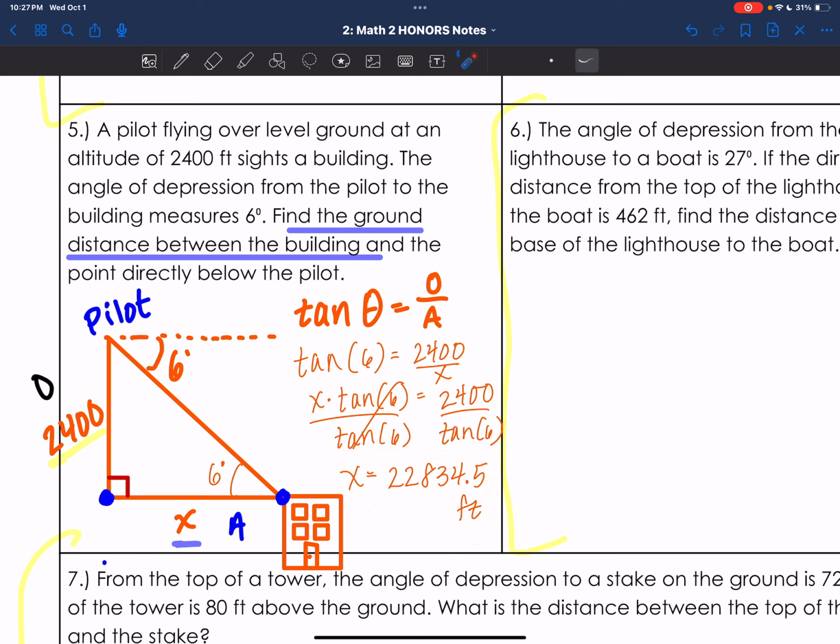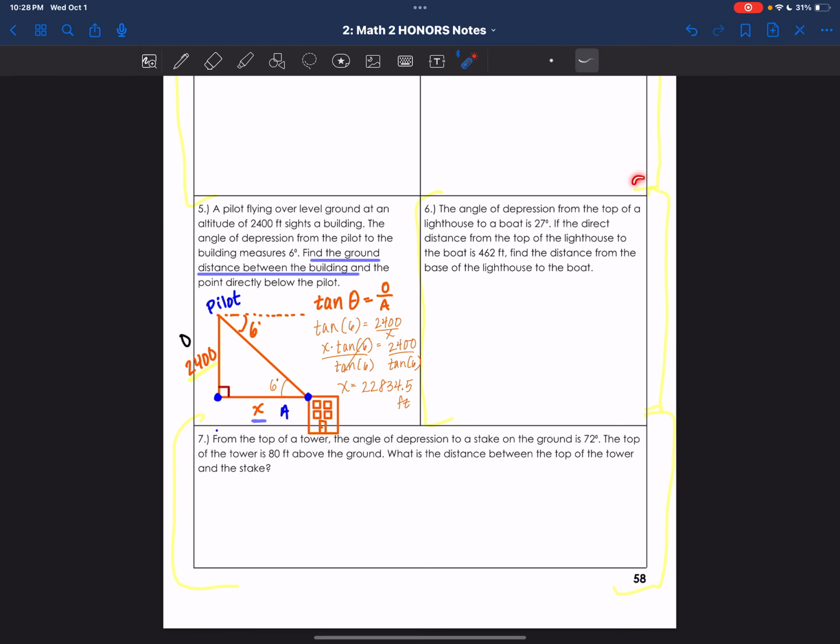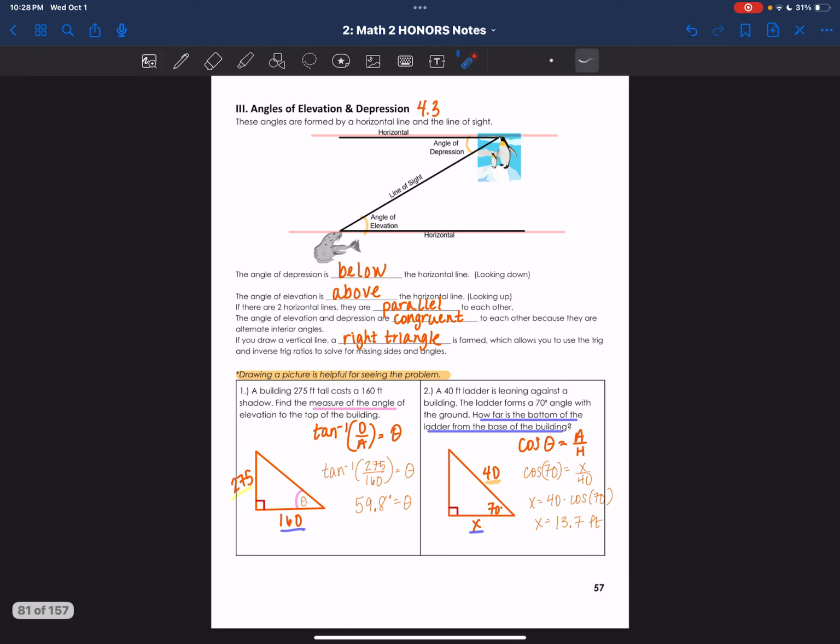So again, draw a picture, and if you have an angle of depression, just remember that's going to be the angle of elevation the other way because it's a parallel line. All right, I want you to try this problem, and then I want you to try this problem. Remember to draw a picture. Once you draw a picture and label it, it's a little bit easier to see what function you need. So that is your angles of elevation and depression.